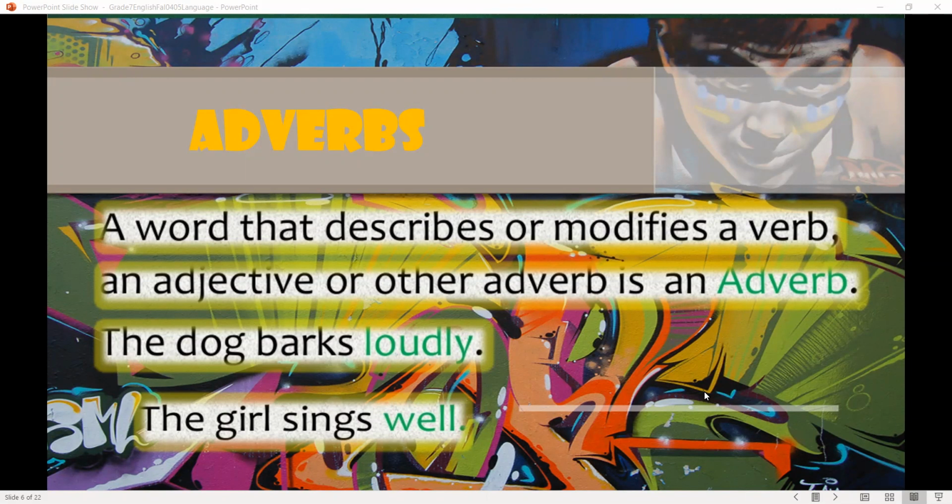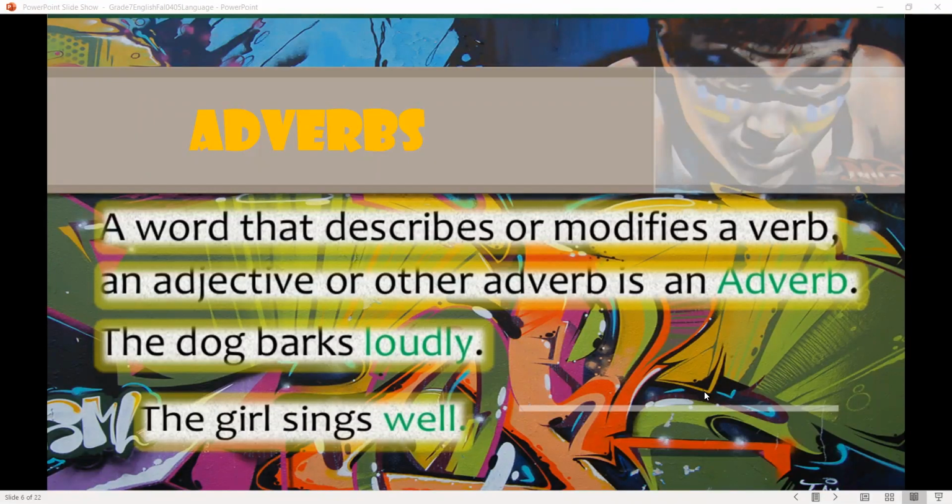All right, so when we look at the different types and learn how to use them, we ask ourselves these questions: when, how, where, to what extent something is happening. Let's look at the sentence, the dog barks loudly. Okay, so barks is your verb. How does the dog bark? The dog barks loudly. So that's how we find our adverb.